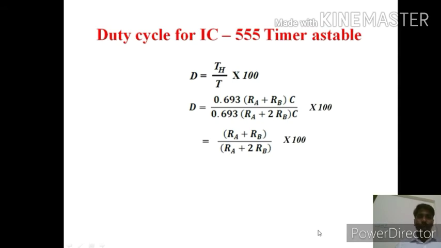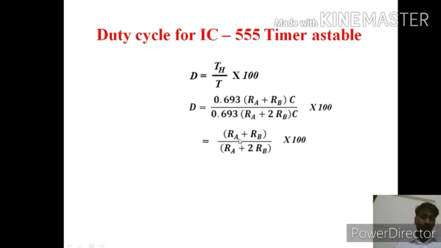Now if you try to calculate the duty cycle for the 555 timer astable circuit, after substituting TH and total T, the formula comes out to be (Ra plus Rb) divided by (Ra plus 2 Rb) into 100. Now if we try to get 50% duty cycle from this formula, one method is you substitute Ra equal to 0 in both the places. So when Ra becomes 0, the duty cycle becomes Rb divided by 2 Rb. So Rb will get cancelled out, and finally you will get 1 by 2 into 100.